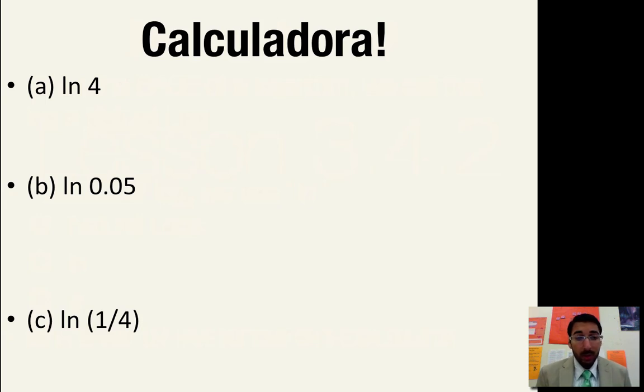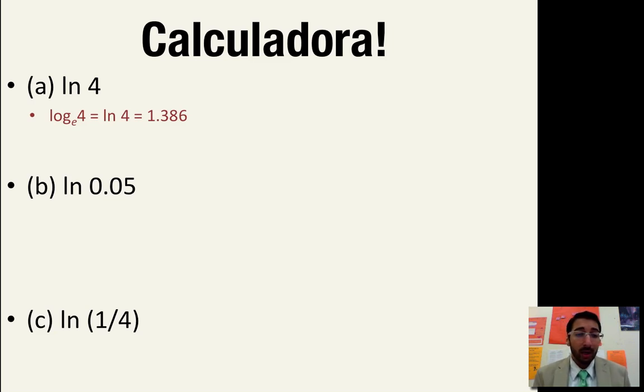So this stuff is pretty simple. If I have ln of 4, that's the natural log of 4, that's going to be the same thing as saying log base e of 4. So log base e of 4 is the same thing as ln of 4. And if we type in our calculator, we just hit ln on our calculator, 4, and we get 1.386.